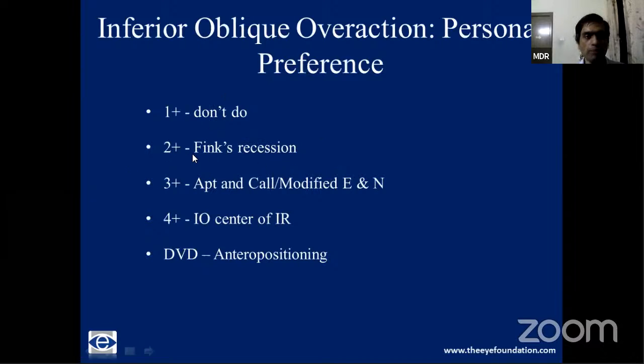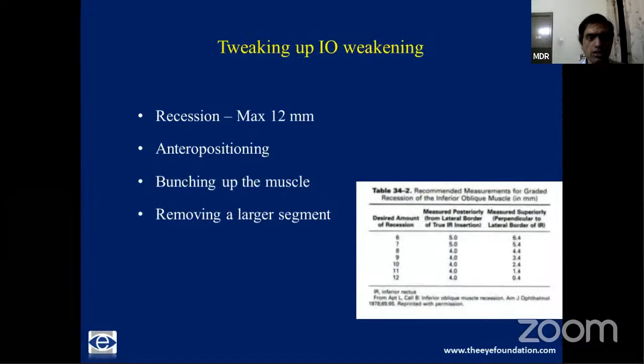So this is my personal preference. For 2+, I would do Fink's. For 3+, I have now moved on to Apt and Call. And for 4+, IO at the center of the inferior rectus. If you are doing it primarily for a dissociated vertical deviation, you have to incorporate some form of anteroposition. So the maximal recession that you can do is 12 millimeter.